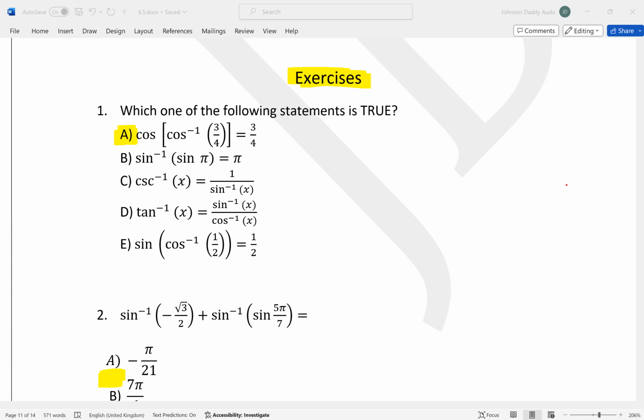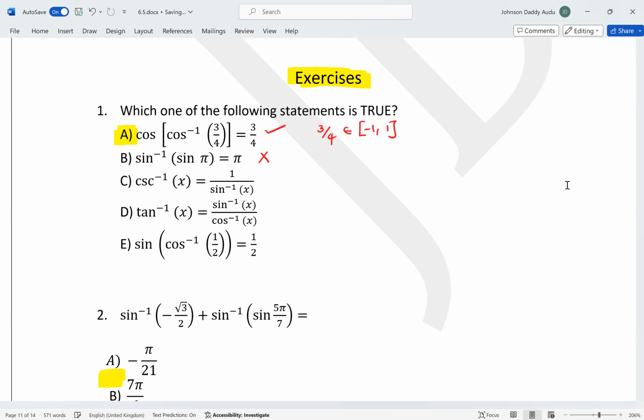because 3/4 is inside what? This is true because we know that 3/4 is inside the domain of cosine inverse, which is from -1 to 1. So this is true. Now, if you look at this one, is this true?